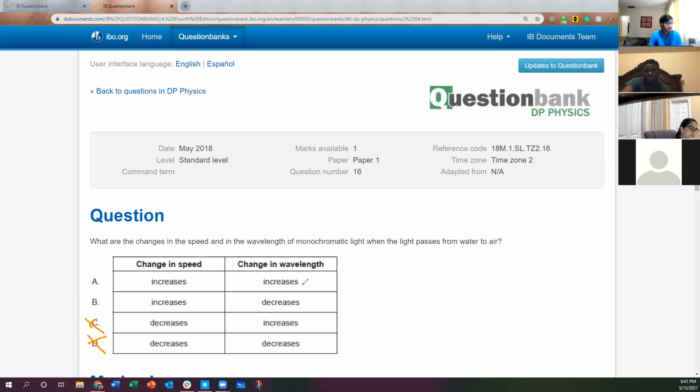Now, what about wavelength? This is a matter of v equals lambda f. The fundamental understanding is that f is controlled by the source. The frequency does not change. So if frequency does not change and v increases, then what has to happen to lambda? It has to increase as well. Exactly. So the answer would be A. Yep, it is A.